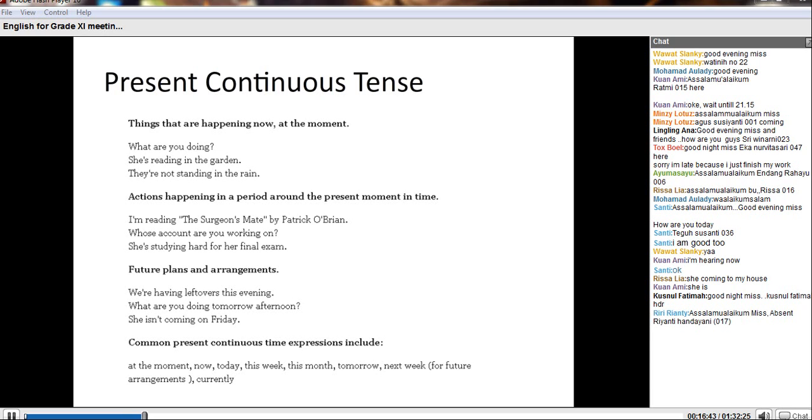Hai Mbak Rianti, waalaikumsalam. Misalnya ini. See this example. What are you doing tomorrow afternoon? Coba jawab pertanyaan saya. Coba. What are you doing? What are you doing tomorrow morning? Tomorrow morning? Yang lengkap bikin kalimatnya, Mbak. Yes, you can use that. Coba pakai present continuous tense.